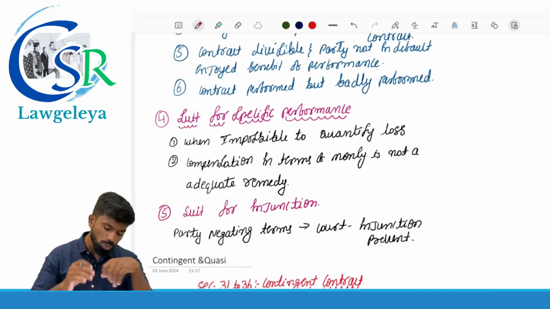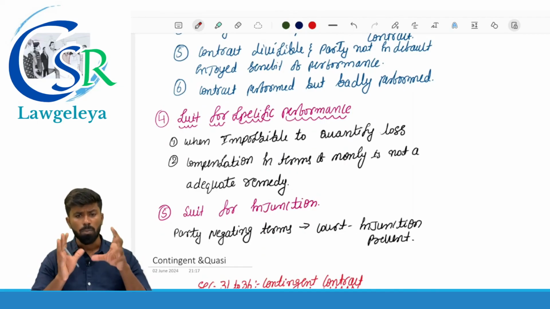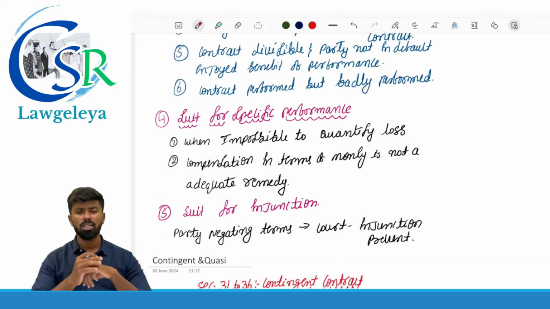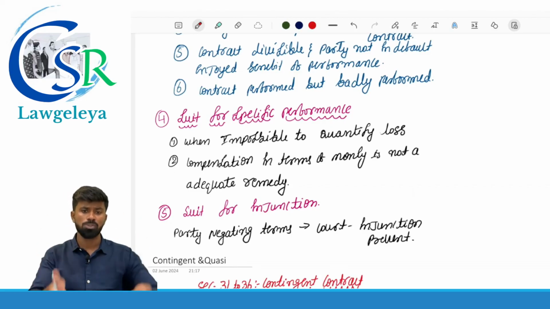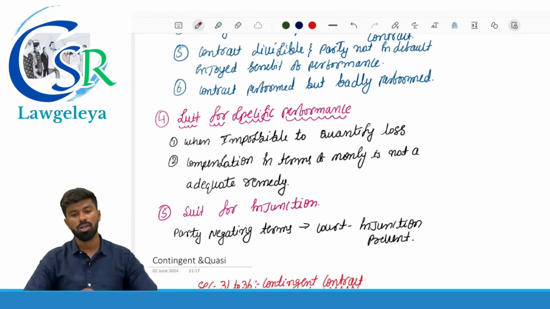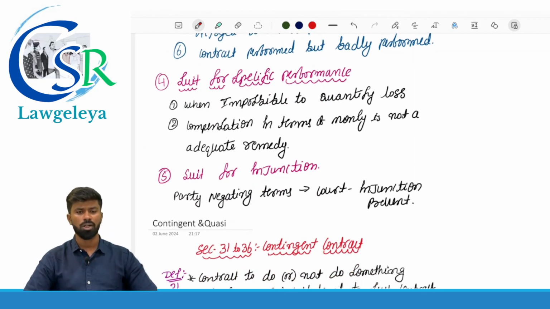Next one, suit for specific performance. When compensation in terms of money is not an adequate remedy, or when it is impossible to quantify the loss, the court at its discretion may compel the promisor to perform the promise he has made. That is called as what? Suit for specific performance. It is available in case of antique goods and not available in case of minors or contracts involving personal skill.